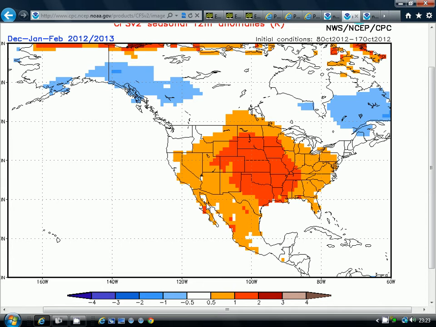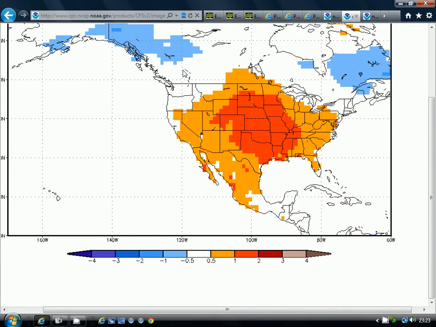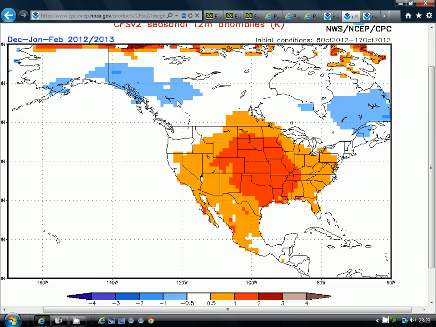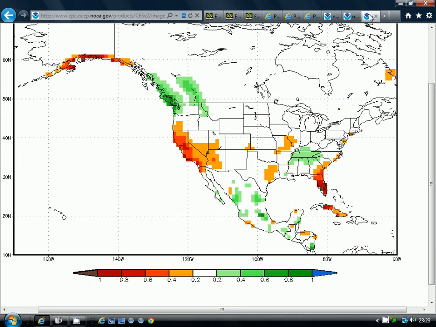CFS version 1 is finally finished. It's done and dusted. So CFS version 2 is now the primary and the main CFS model, and the CFS model is going for a warm winter here across much of the United States, a warm zonal winter.